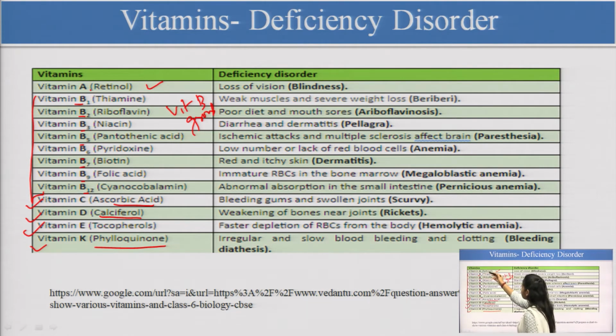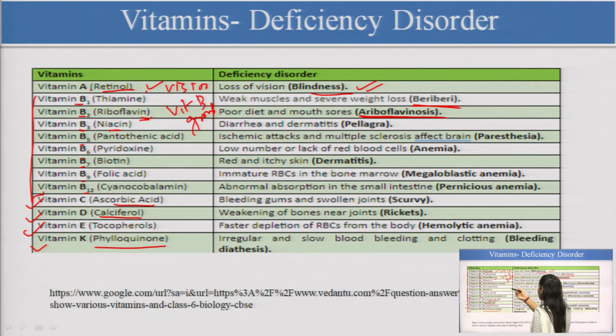Vitamin A, which is known as retinol, is essential for our vision. Its deficiency will lead to blindness. So we should know which vitamins are essential for which functions. Vitamin B1, commonly known as thiamine, its deficiency leads to beriberi. Whereas if riboflavin, vitamin B2, is deficient in the body, it can cause a condition called ariboflavinosis. Then vitamin B3, commonly known as niacin, is essential for the skin.